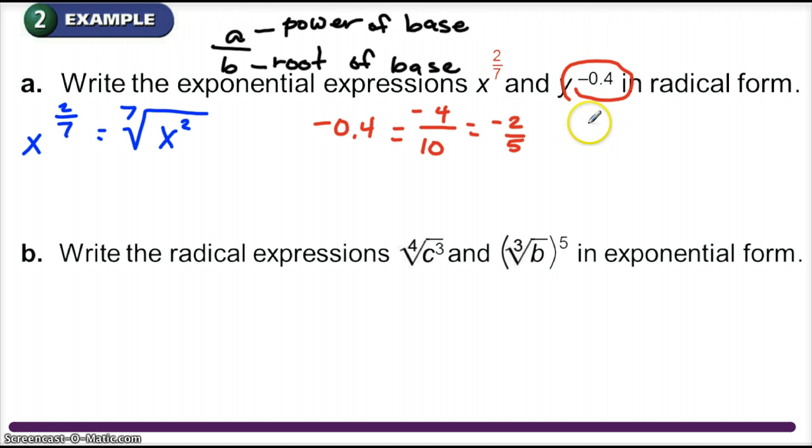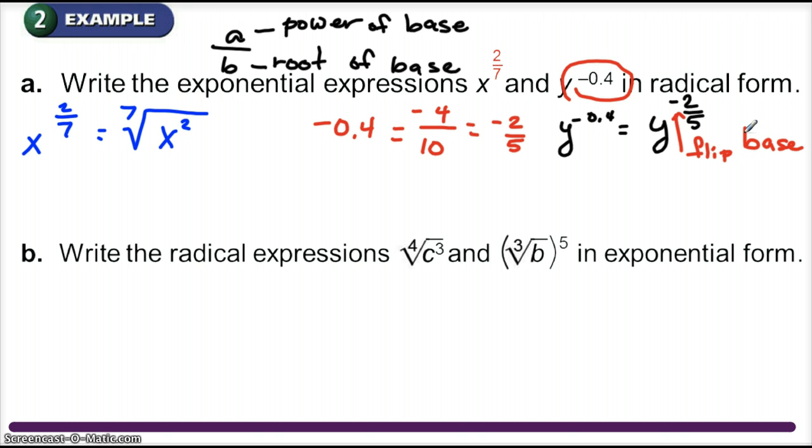So y to the negative 0.4 is equivalent to y to the negative 2 fifths. Now, if you remember, a negative exponent tells you to flip the base.